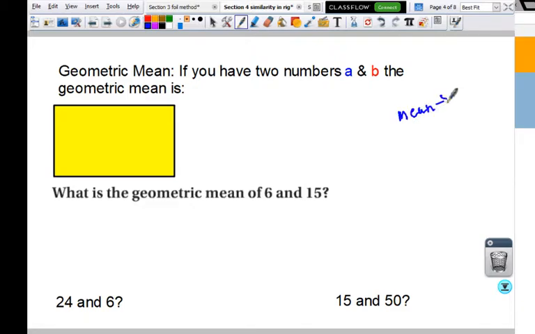Yeah, Miss P taught us that. What the crap is that? Wait, what? What the crap is that?